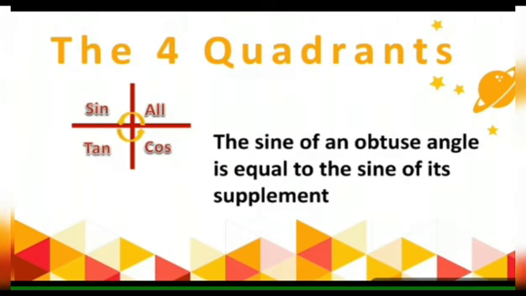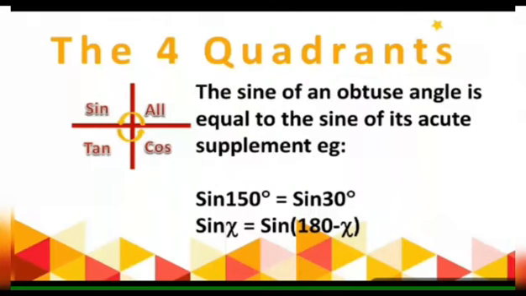The sine of an obtuse angle is equal to the sine of its supplement. This means that if we have 150 degrees and 30 degrees, the sine of both are equal. We have to remember that supplementary angles are angles that add up to 180 degrees.